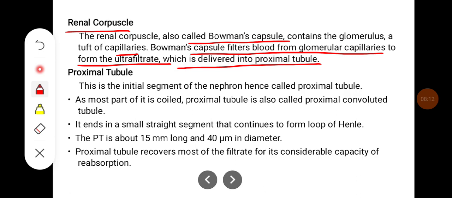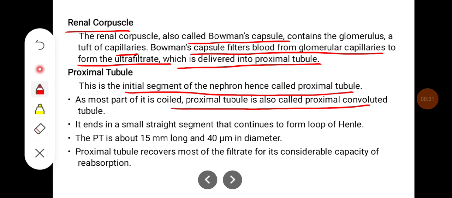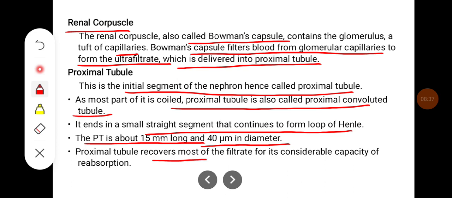Proximal tubule. This is the initial segment of the nephron and hence called the proximal tubule. As most of it is coiled, the proximal tubule is also called the proximal convoluted tubule. It ends in a small straight segment that continues to form the loop of Henle. The proximal tubule is about 15 mm long and 40 micrometers in diameter. The proximal tubule reabsorbs most of the filtrate because of its considerable capacity of reabsorption.